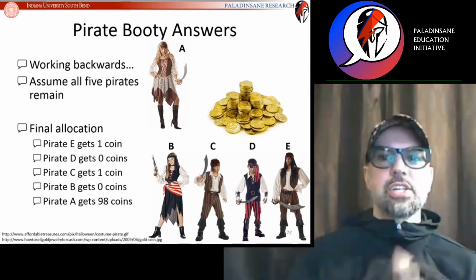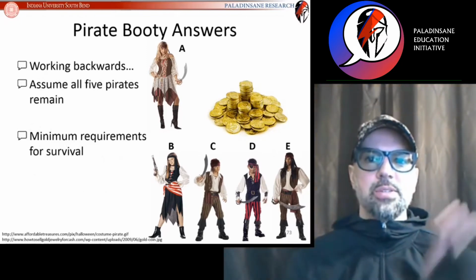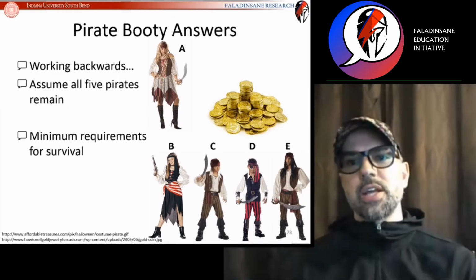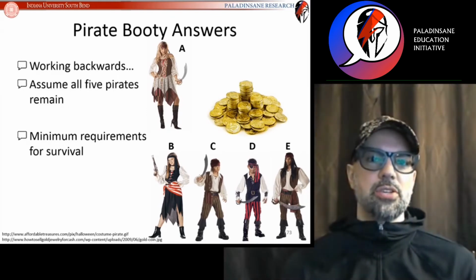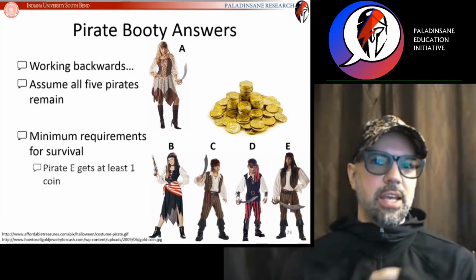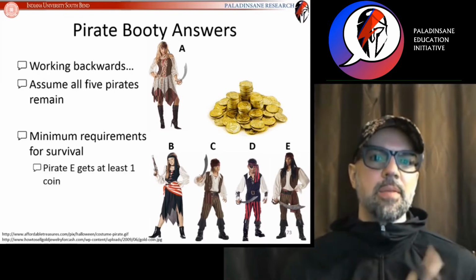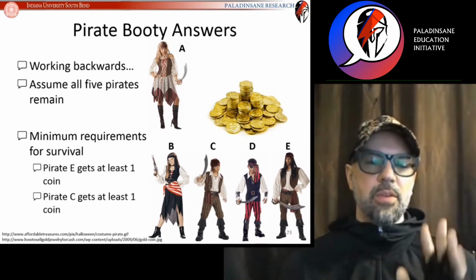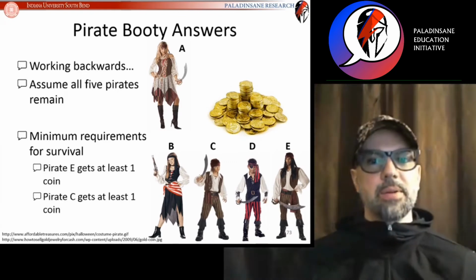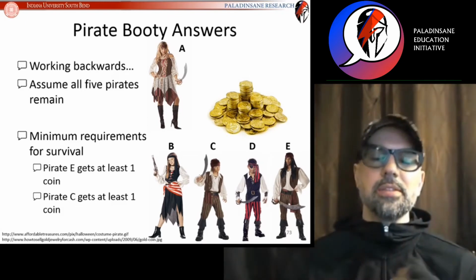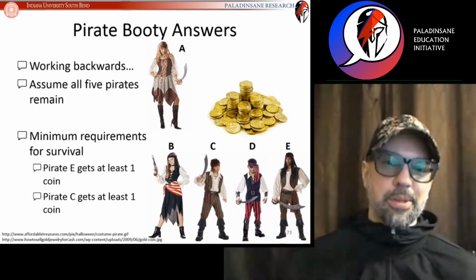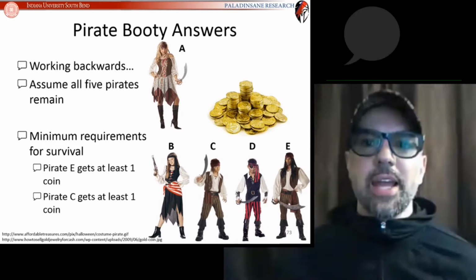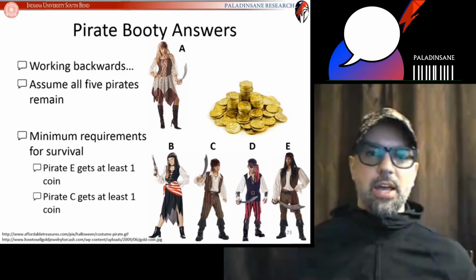The other thing I want you to check is, did you survive? So did your allocation help you survive? The minimum criteria you need is that you gave Pirate E at least 1 coin and you gave Pirate C at least 1 coin. If you gave either or both Pirate C and Pirate E 0 coins, then I'm sorry, you got thrown overboard, and it went to Pirate B. All right, so that is the Pirate Booty challenge there.